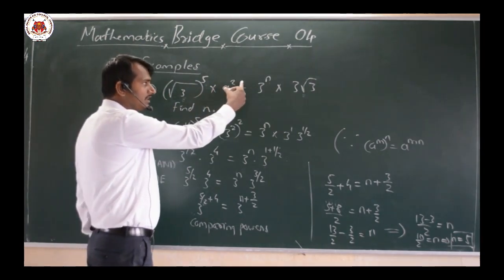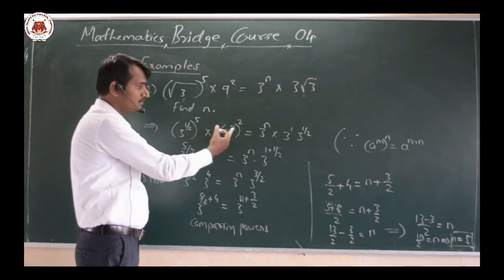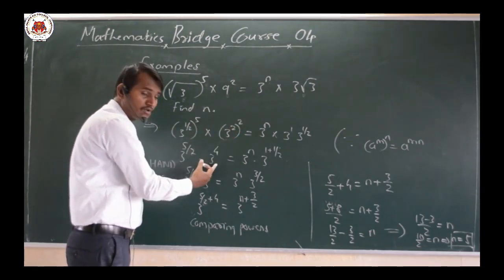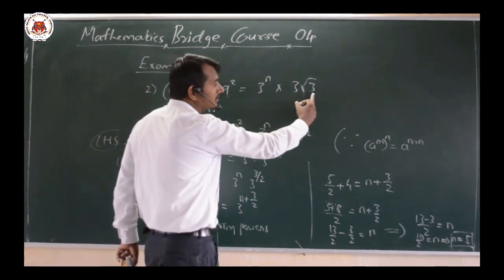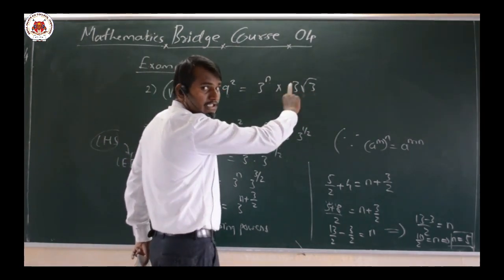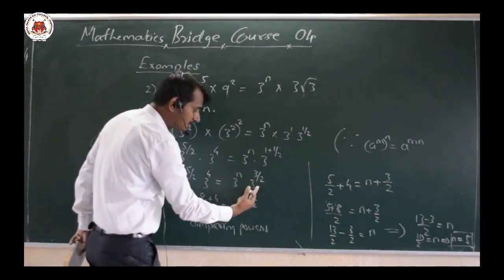Directly 3 to the power of square, that is nothing but here 3 to the power of 4. 3 into square root of 3, directly you have to write it as 3 to the power of 3 by 2.